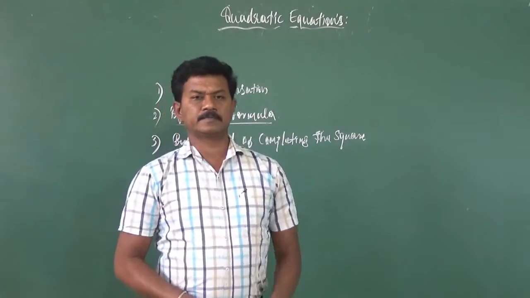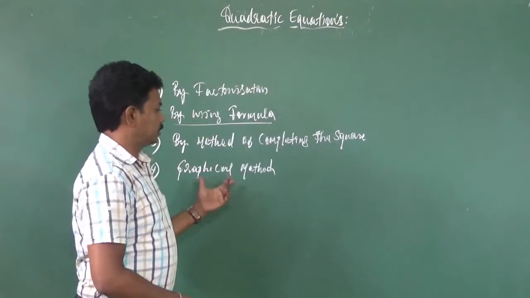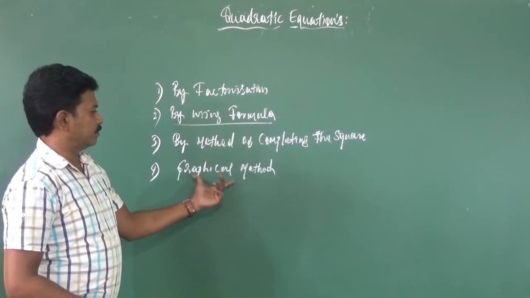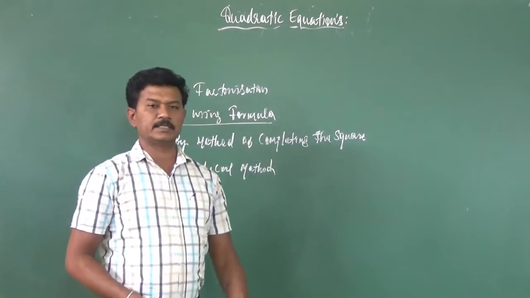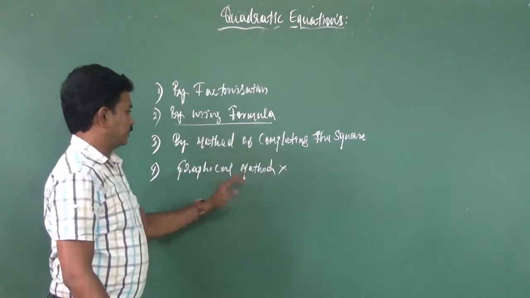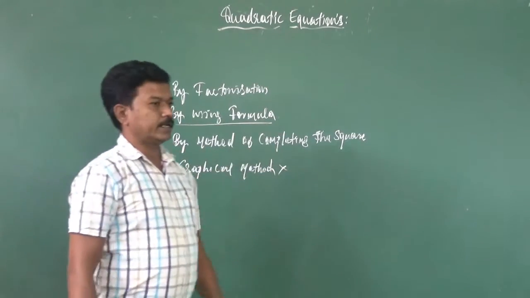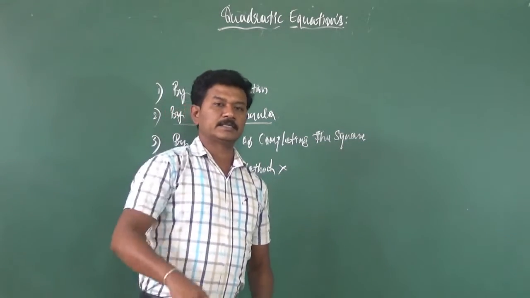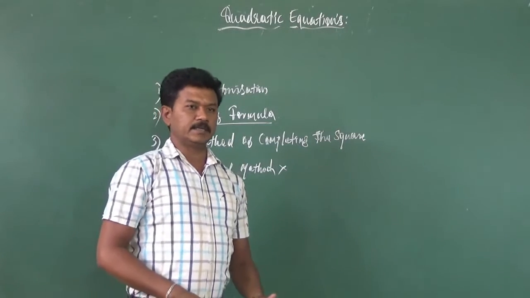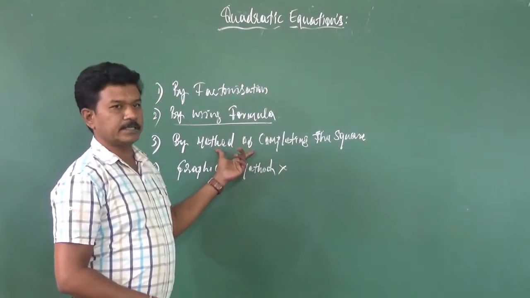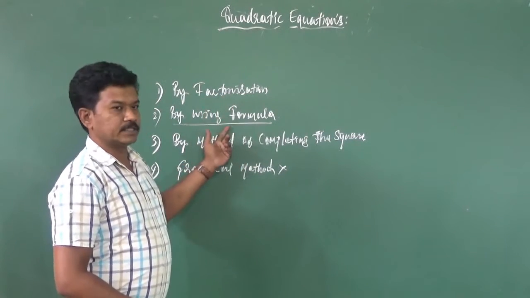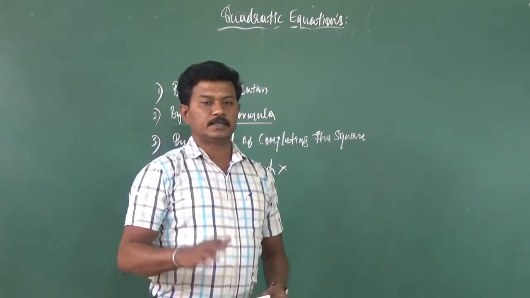But unfortunately, this method is not in your textbook. In the previous year's syllabus, we had this graphical method and it was asked for 4 marks in the examination, but now they have removed that from the NCERT syllabus. The method of completing the square is also skipped or deleted in the revised syllabus at this time of COVID-19. So you are left with only two methods: one is factorization, another is the formula method.